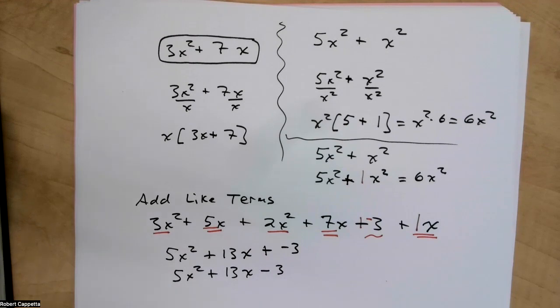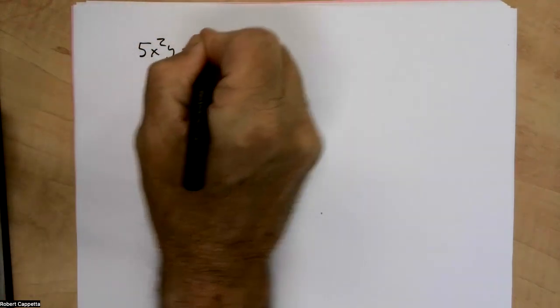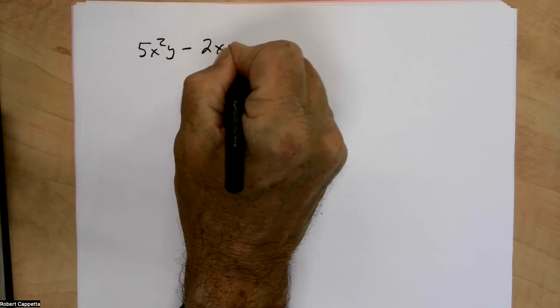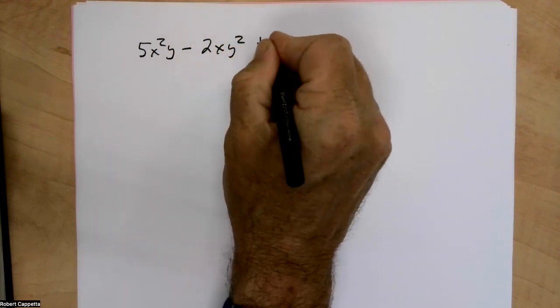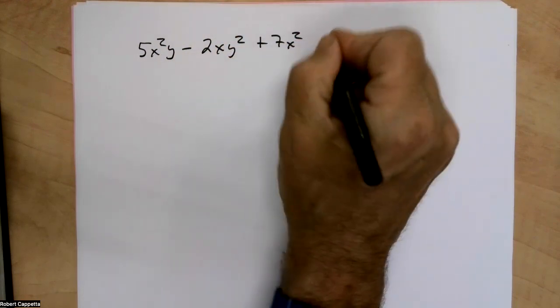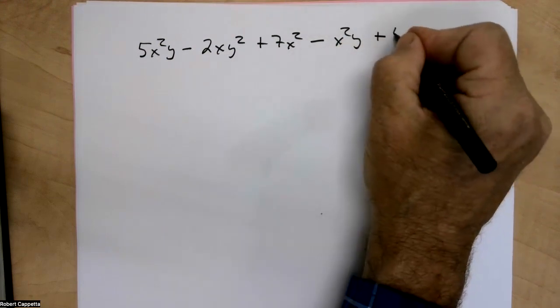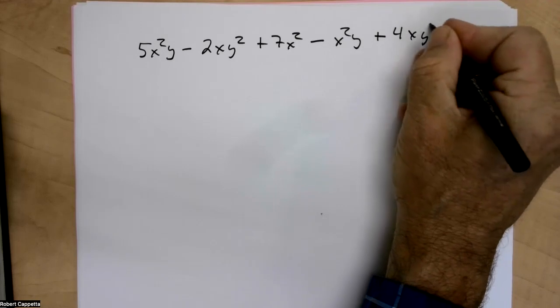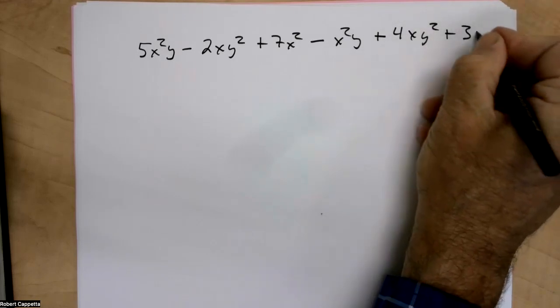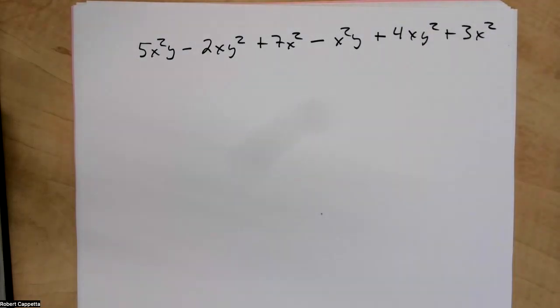So adding like terms is our idea. Now we can have more complicated terms. For example, I could have 5x squared y minus 2xy squared plus 7x squared minus x squared y plus 4xy squared plus 3x squared. So we're looking for like terms here.